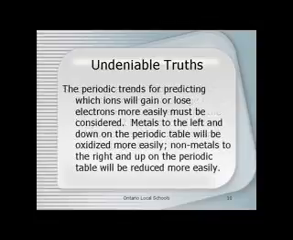What will be useful in predicting which ions will gain or lose electrons more easily is to look at our periodic trends. Metals to the left and down on the periodic table will be oxidized more easily. Nonmetals to the right and up on the periodic table will be reduced more easily.